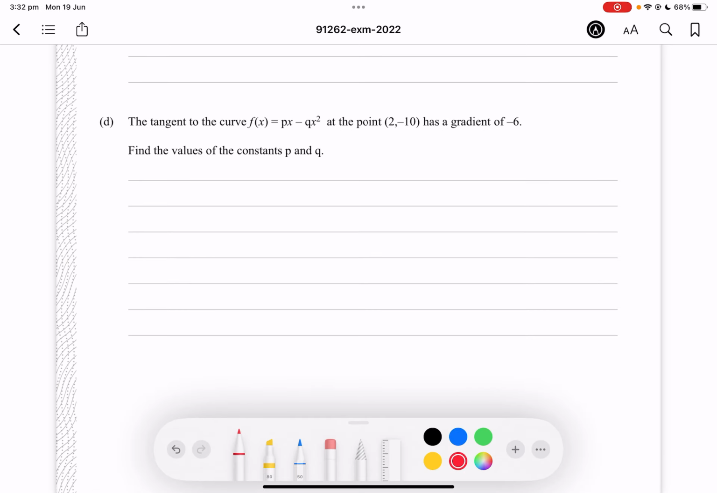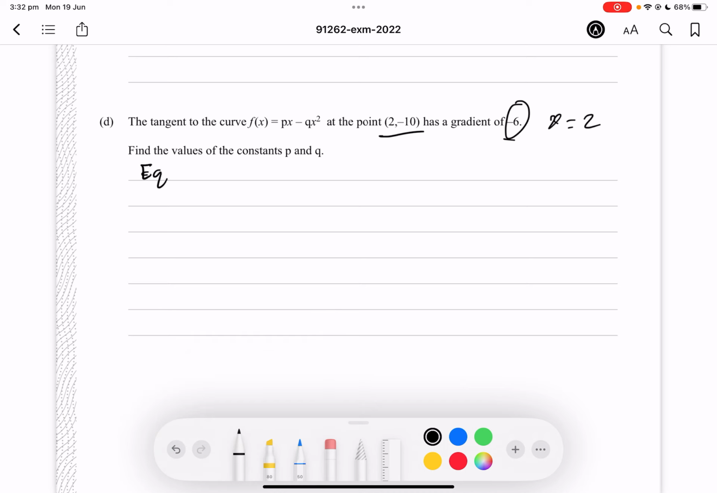Okay, perfect. Question D. The tangent of a curve f of x equals px minus qx squared at the point 2, -10 has a gradient of -6. Find the values of p and q. So for this question, we actually have two equations and two unknown constants. So we have a point, and we have the gradient is -6 at the point x equals 2. So at x equals 2, the gradient is -6.